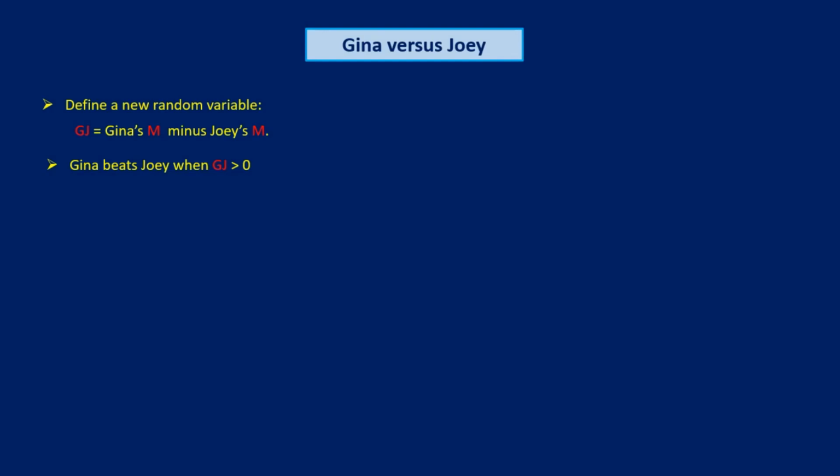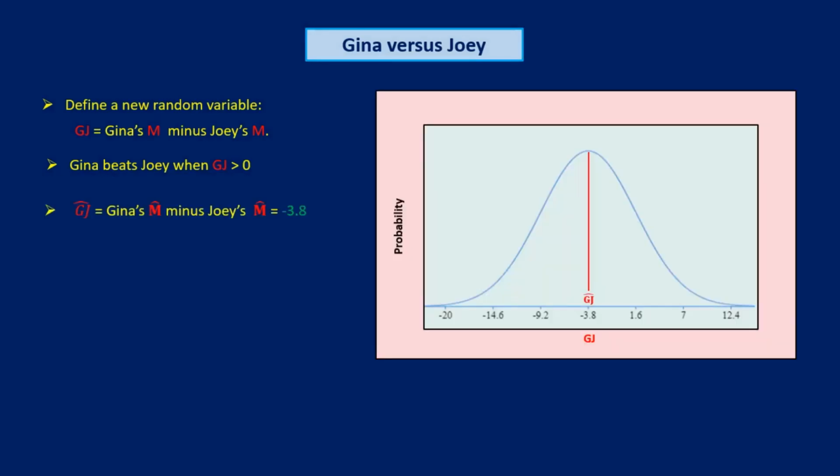To do this, we need to know the mean value of Gj, or Gj hat, and we need to know SE for Gj. Gj hat is equal to M hat for Gina minus M hat for Joey. We know that Gina's M hat is 30.2. Using his GR, GE, and IN scores, the regression equation tells us that Joey's M hat is 34.0. We subtract 34 from 30.2, and the result is minus 3.8.